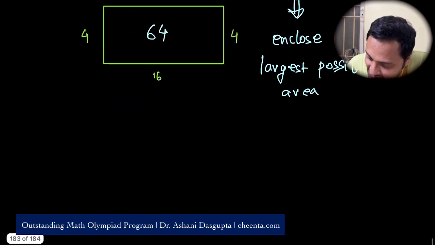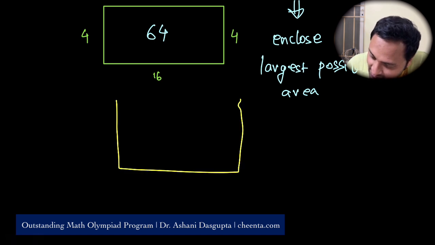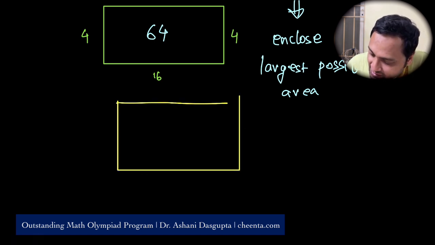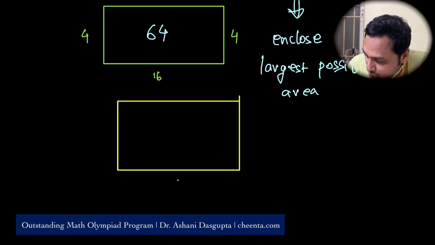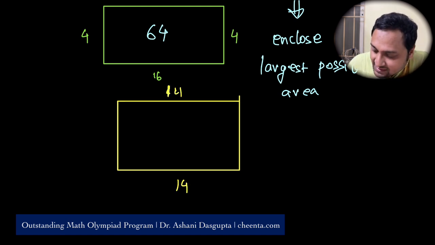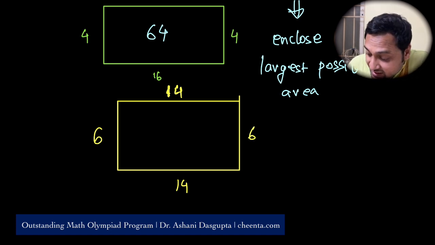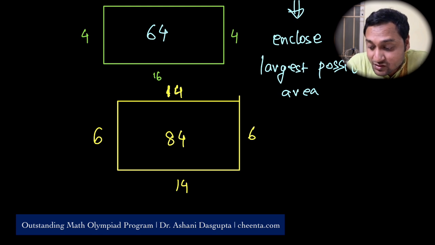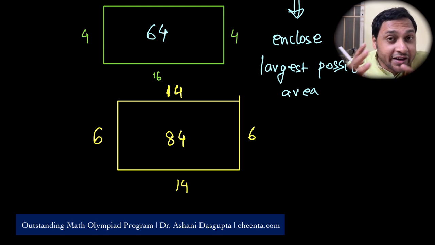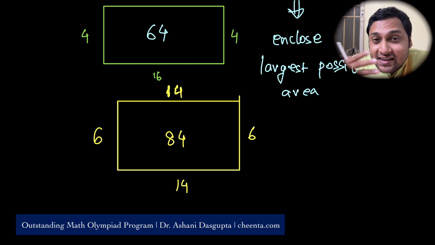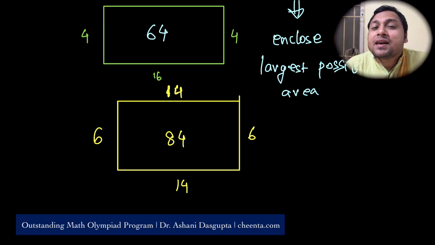Let's say one of the sides is 14. So this is 14, this is 14, so that's 28, and this is 6 and 6. In this case, the area is 6 times 14, which is 84. So you see, the area jumped when you change the side lengths. So it's clear that you can make many rectangles with the same perimeter of 40, but their areas will be different. The question is, how can you maximize the area?